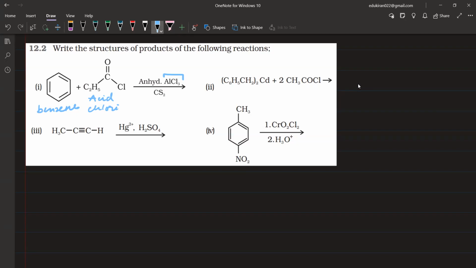Identify this reaction, guys. Benzene, acyl chloride, anhydrous AlCl3. It is a name reaction now. What is this reaction called? Friedel-Crafts acylation.